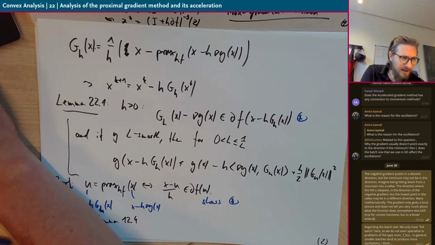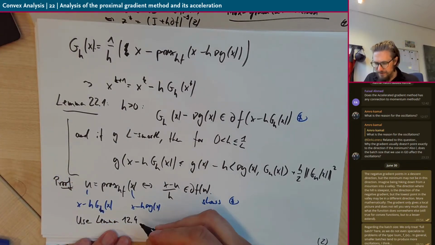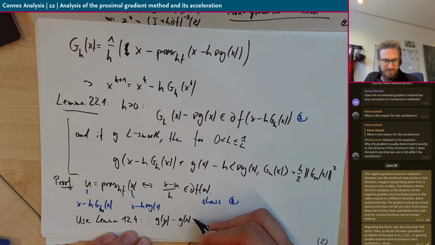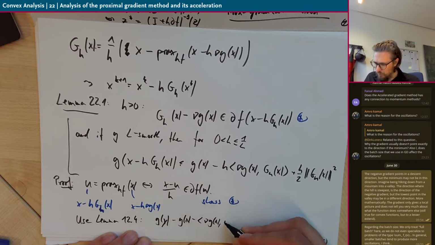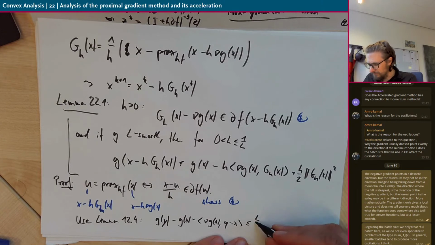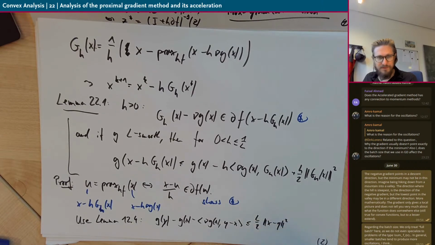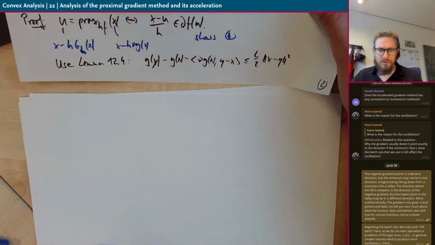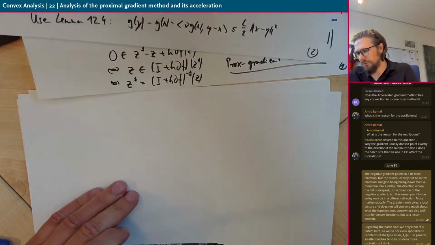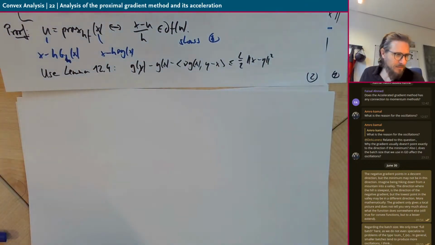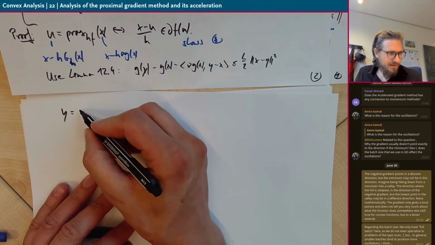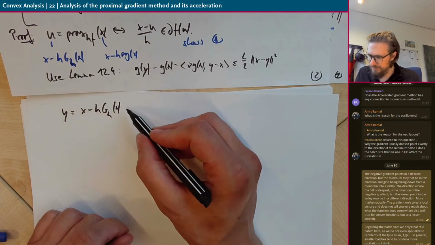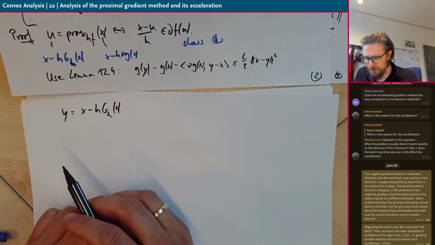And for the second claim, we use lemma 12.4, which you have in the lecture notes. It's just the estimate for L smooth functions, which says that g of y minus g of x minus gradient g of x, y minus x is upper bounded by L over 2 times the norm of x minus y squared. What does this give us? We use it with y equal to x minus h gh of x, and then we already got what we want.